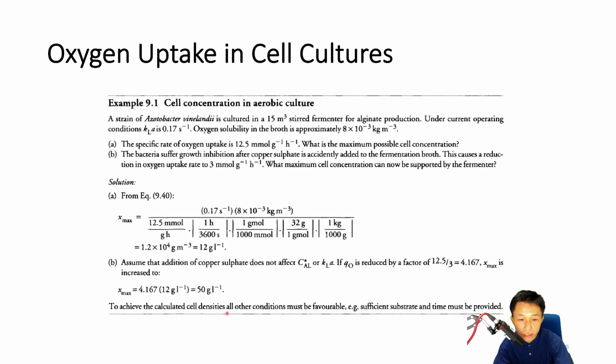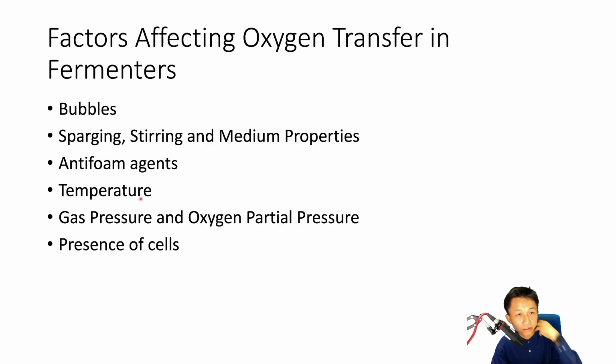So to achieve the calculated cell density, all conditions must be favorable. Okay, and you have a look at this equation. And for the last part, the factors that affect oxygen transfer, again, are bubble size, meaning how you put air inside, and the stirrer, medium properties, antifoam agent, and temperature. If the temperature changes, the oxygen inside is less, as well as the pressure inside the system. And again, if you have more cells, you might require more oxygen.